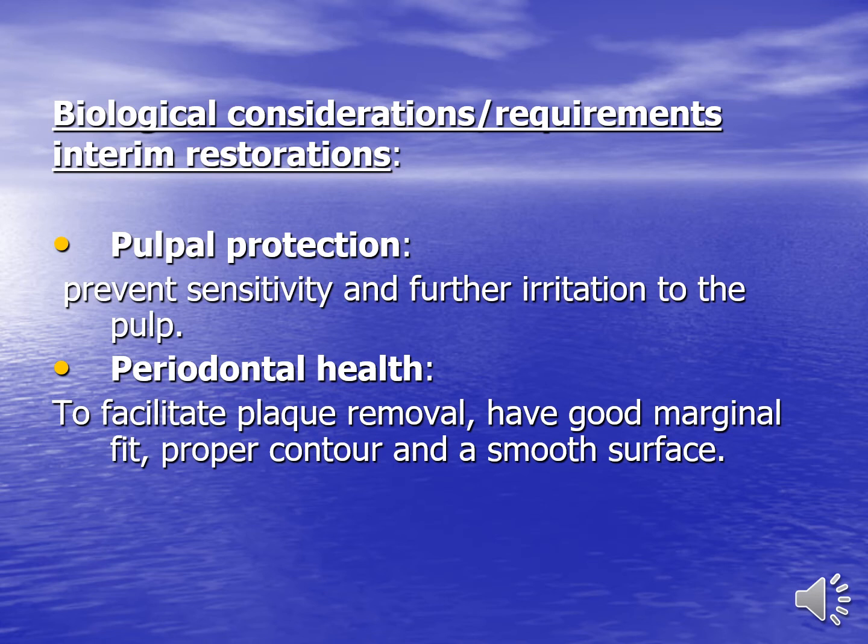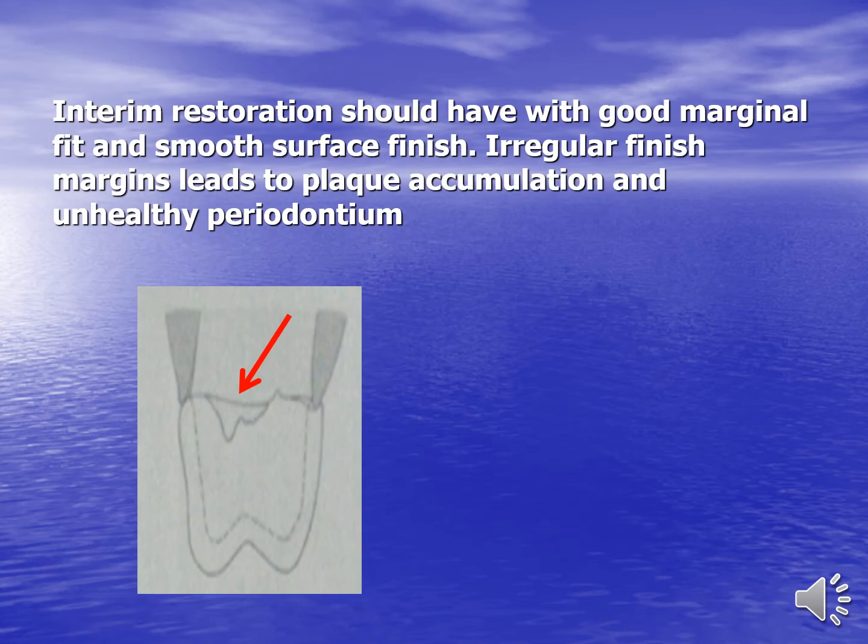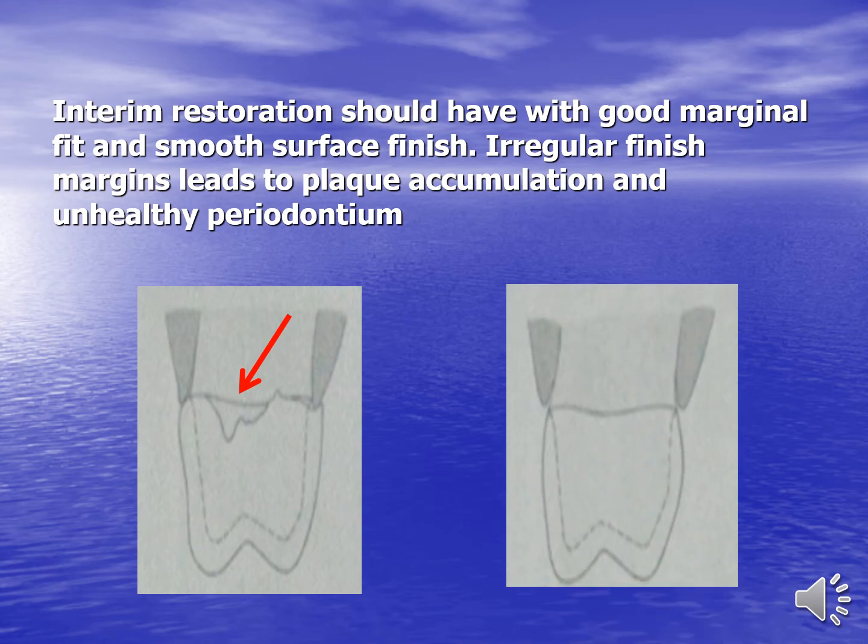Secondly, it should have a beneficial effect on periodontal health. Meaning, it should be fabricated of such material which facilitates plaque removal. Second, it should have good marginal fit, proper contour, and be smooth like this. If it has a zigzag margin like in this situation, obviously it would be a food catchment area, or plaque or debris would be entangled in this particular position, which could lead to periodontal problems in future. So ideally it should have smooth margins.